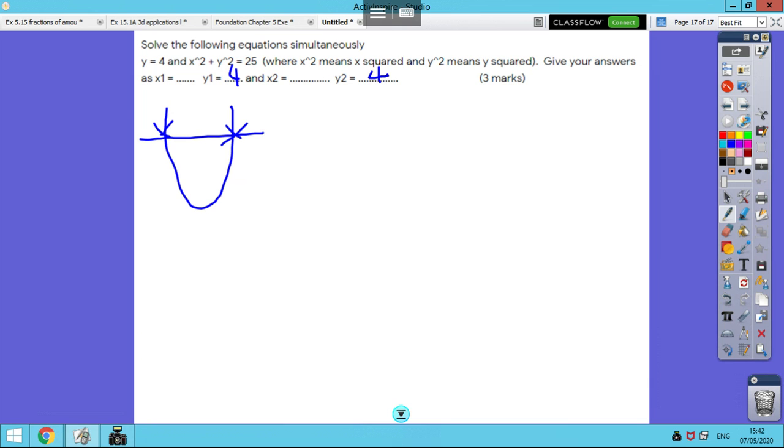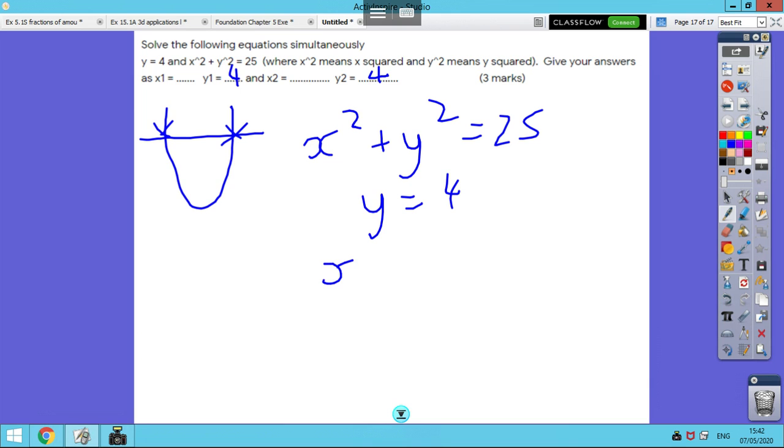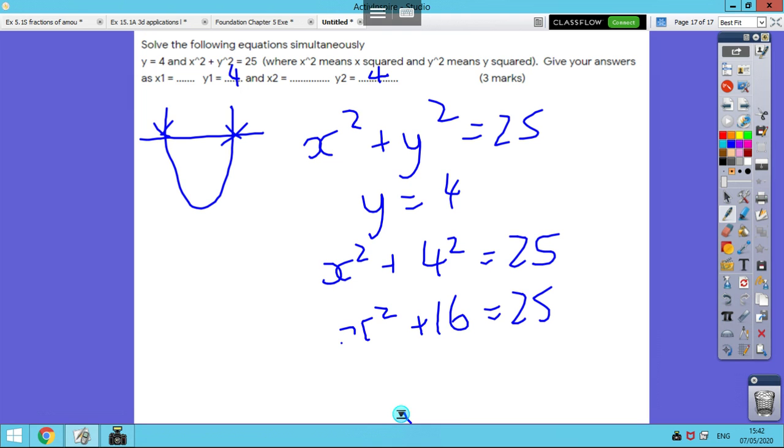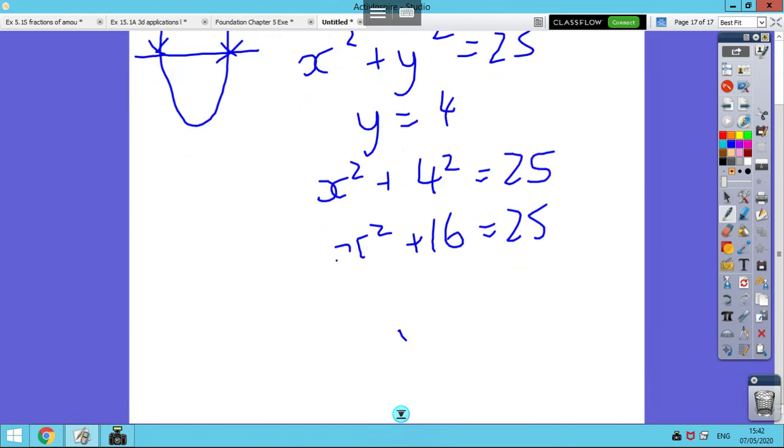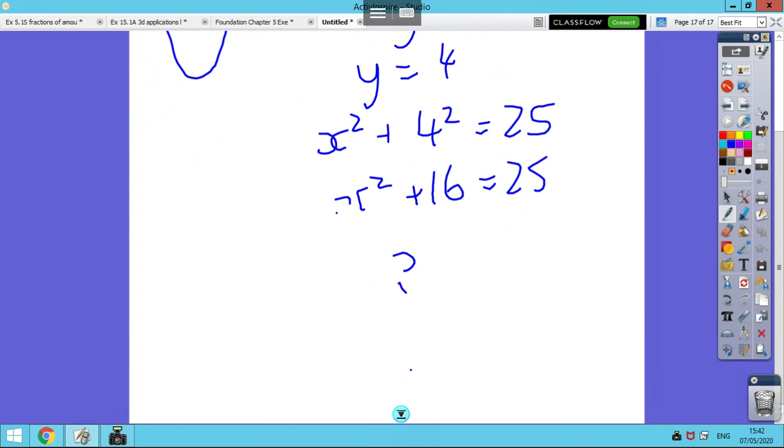Anyway, so let's substitute that in. So we've got x squared plus y squared equals 25, and you had y equals 4. So you've got x squared, substitute y as 4 into that, so plus 4 squared equals 25. x squared plus 16 equals 25, and so you'll find that x squared equals 9. So x is equal to plus or minus 3.